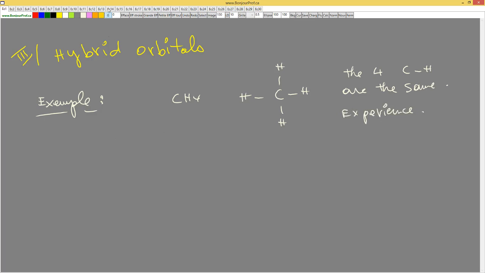What is the theory telling us? What is quantum mechanics telling us? The theory is telling us, if you want to understand orbitals, go for the carbon. For the carbon, for example, what is the electronic configuration? The carbon has 6 electrons.